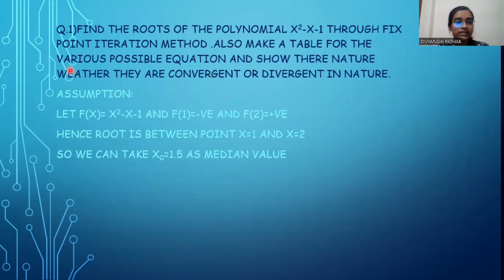Question number one says: find the root of the polynomial x squared minus x minus 1 through the fixed point iteration method. Also make a table for the various possible equations and show their nature, whether they are convergent or divergent in nature.